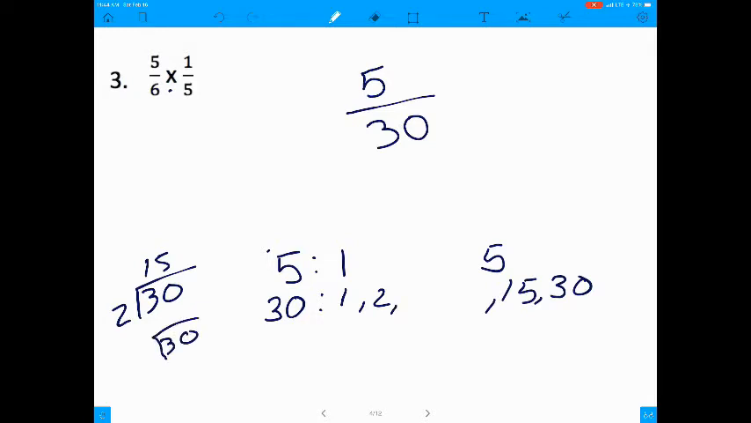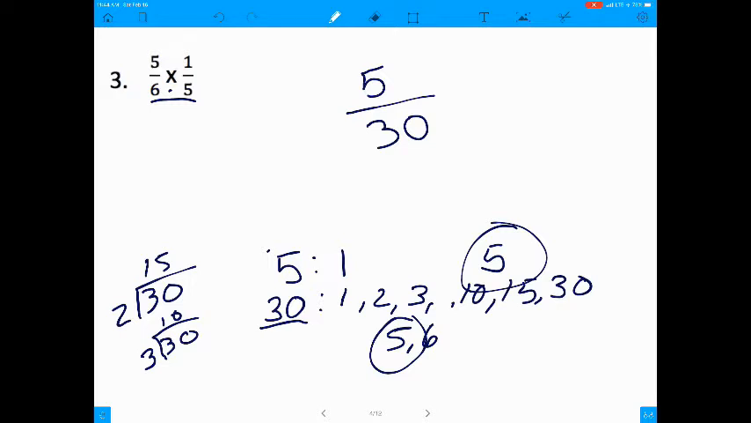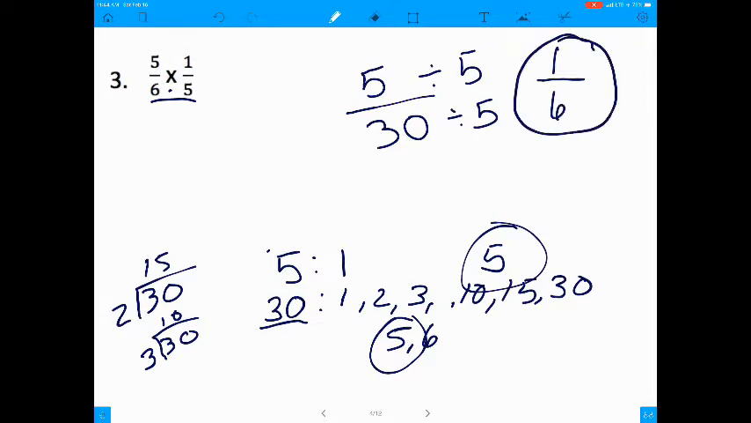And all I'm doing to get these factors is dividing this number by numbers as it goes up. And so 3 times 10 will get 30, and then 5 times 6, looking right there. So I see each shares the number 5, so I'm going to divide the top by 5 and the bottom by 5. 5 divided by 5 is 1, and 30 divided by 5 is 6. So simplified, our answer is 1/6.